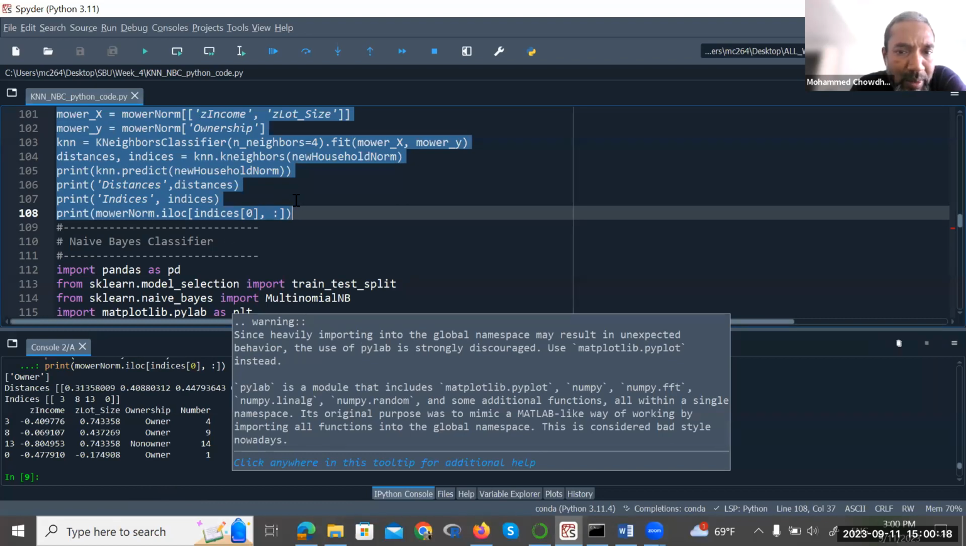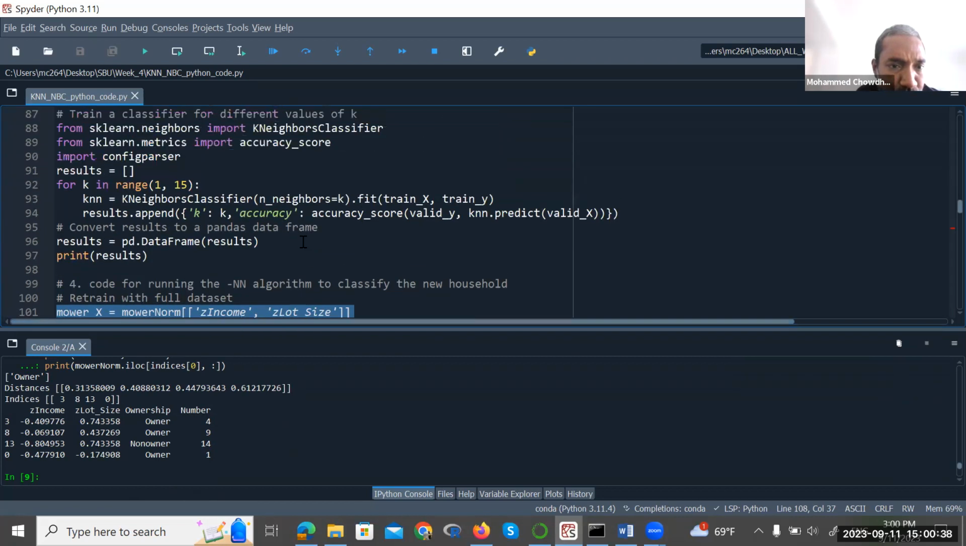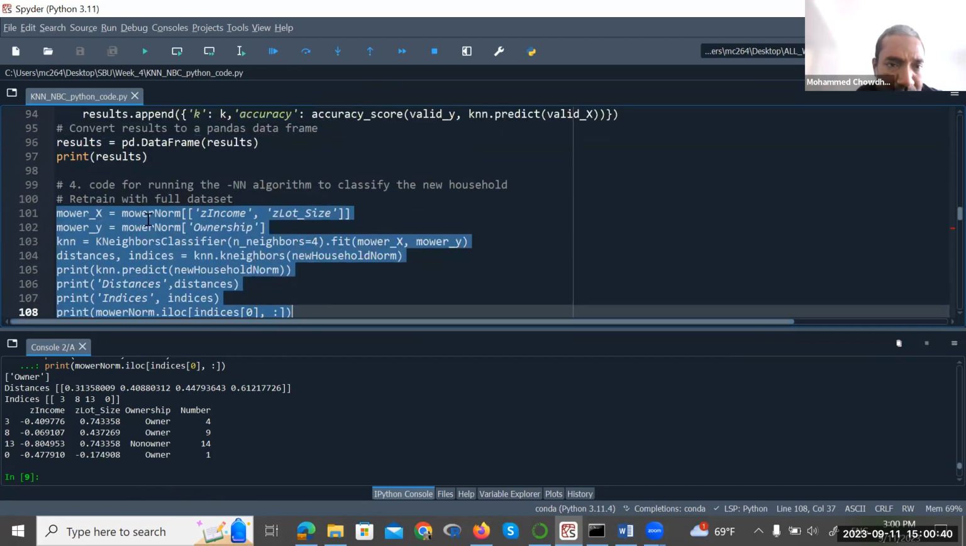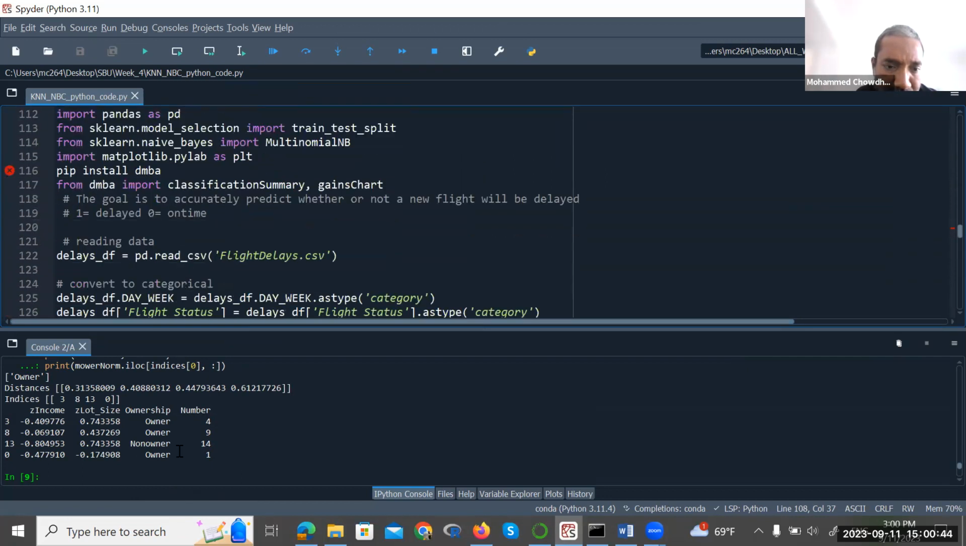So we have used here k equal to 4, including the new observation we consider here. That is why there are 4 observations in here. So in our case, we are asked to use k equal to 4. That is what we have just seen from this output.